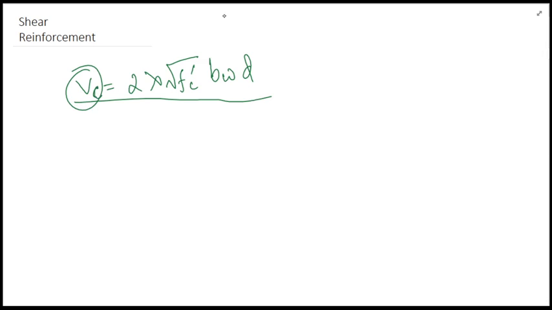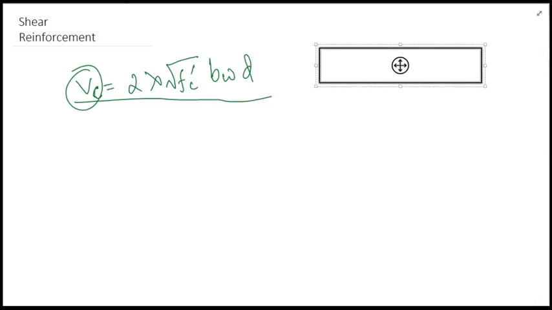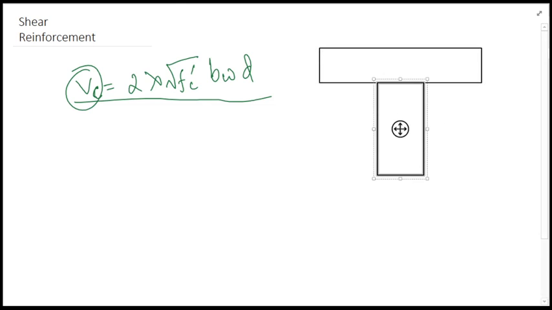To illustrate this further, I will draw a beam which will clarify this formula. So for example, this is a beam. In fact, it is a flange of the beam, and this is the web. In that case, we have got some shear reinforcement over there, and some flexural reinforcement over there, obviously.